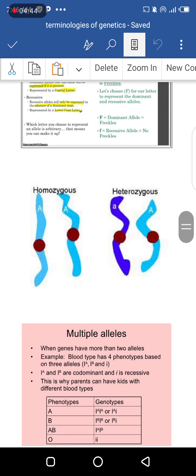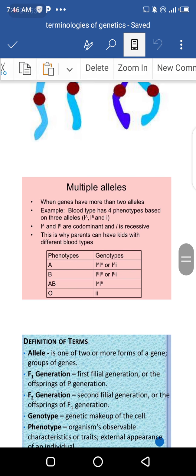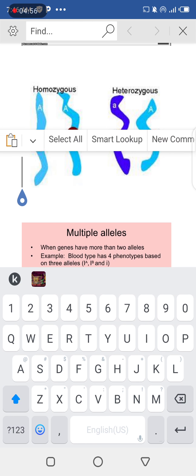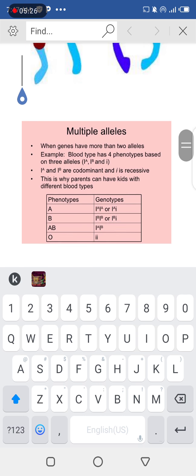Here in this figure of the homozygous and heterozygous alleles, the small a and capital A in the genes show the heterozygous character, and capital A and capital A alleles show the homozygous character.